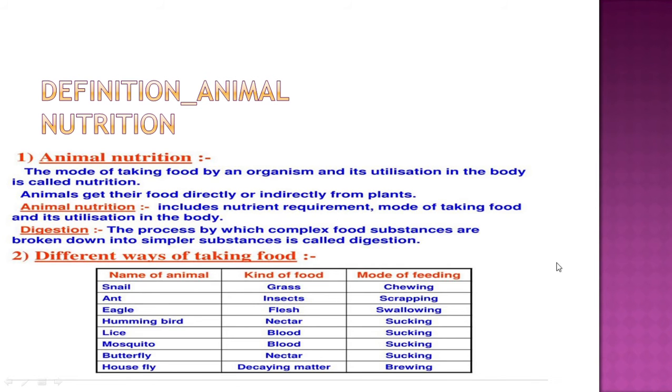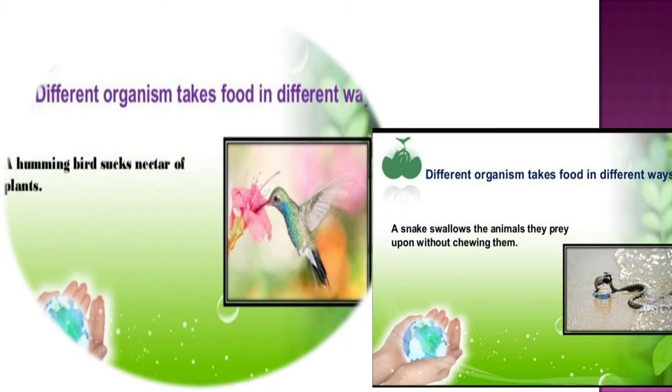So eagle always swallows. Hummingbird sucks the nectar, and lice feed on blood, and they suck. Mosquitoes also feed on blood, and they suck. So that's sucking. Butterfly: nectar, and sucking. Housefly: decaying matter, so it eats decaying matter. Different organisms take food in different ways.